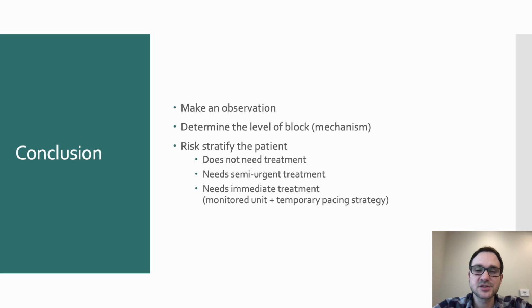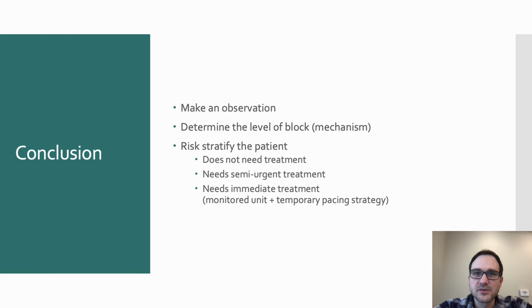All right, so this brings us to the end of the bradycardia and AV block series. Just to summarize the approach, the first step is to make an observation and to frame the problem as a sinus node dysfunction or AV block. Then make a more detailed observation to determine the mechanism of the block or the level of the block, which will help you with the third step, which is to risk stratify this patient.